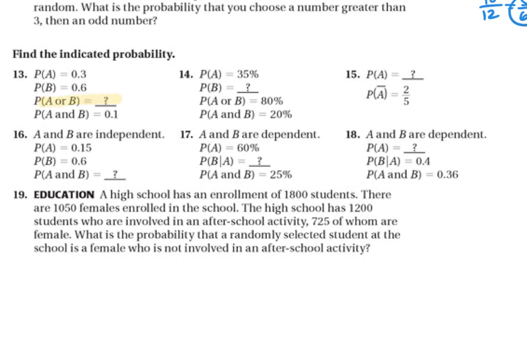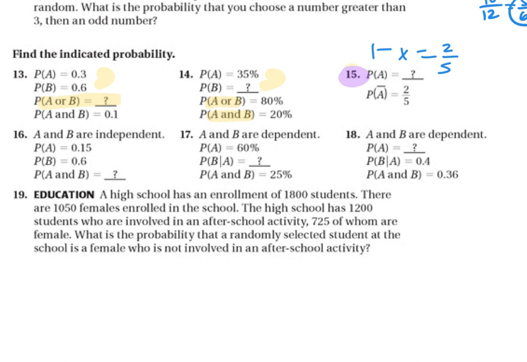If it's "or", then I'm going to add these two. If it was "and", I'm going to multiply. 14, add for the "or" and multiply for the "and". Then 15 is the one that's the complement, where you would do 1 minus x to get 2/5, or 1 minus 2/5 to get you x, because it's the same thing. That one's the complement. And then 16, 17, 18.